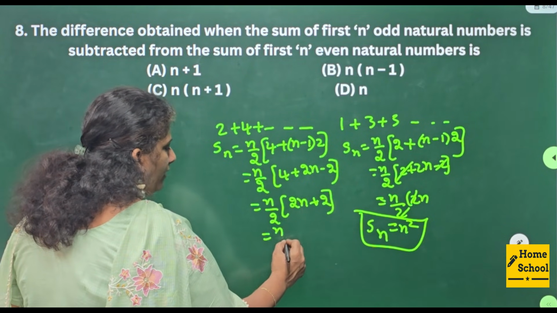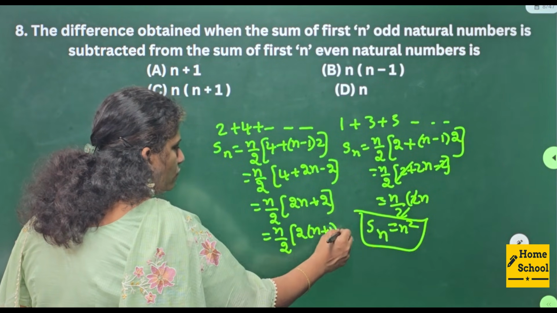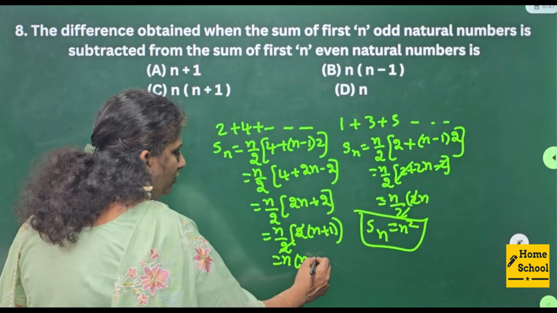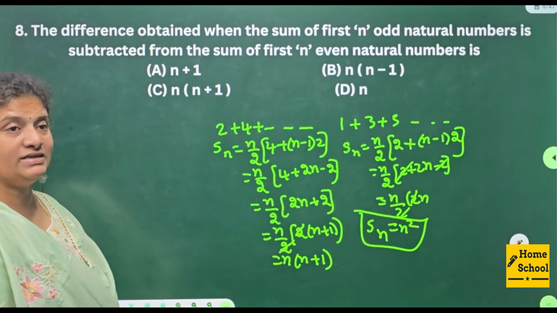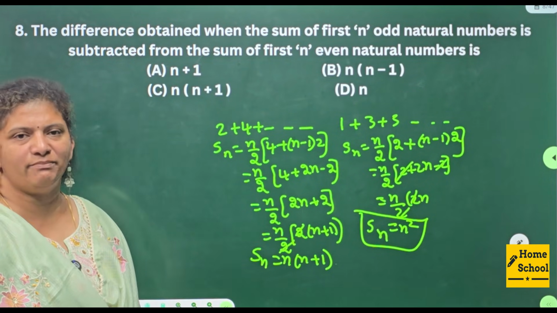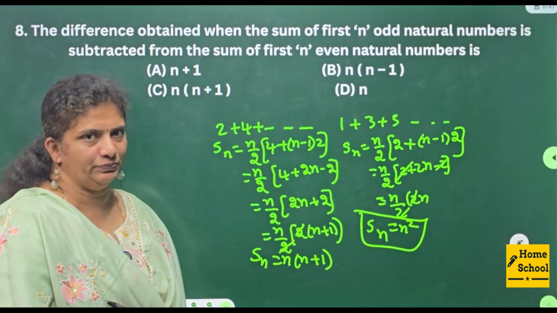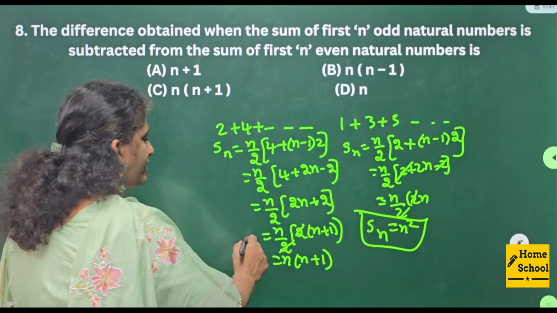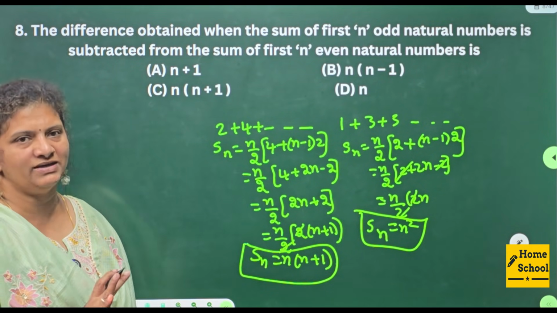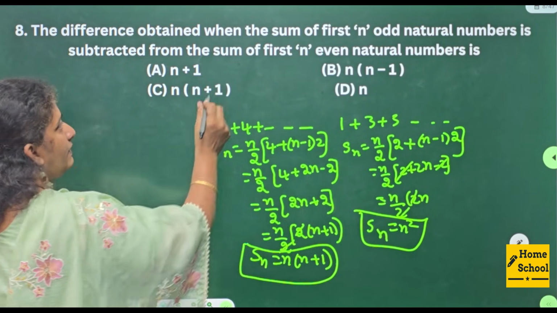Take out 2 common. If you take out 2 common, 2 into n plus 1, this 2 cancels. Therefore, n into n plus 1. In the same manner, you can remember sum of natural numbers, that is Sn is equal to n into n plus 1 by 2. Right? Here for even natural numbers, Sn is equal to n into n plus 1. Okay. So now what is your question?